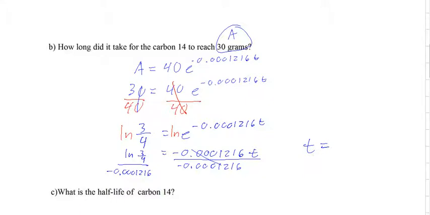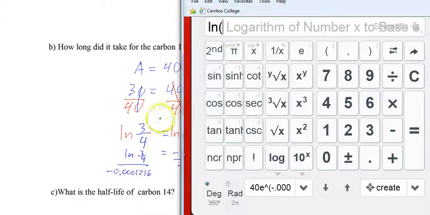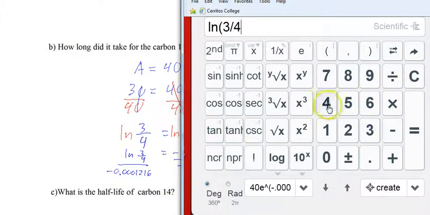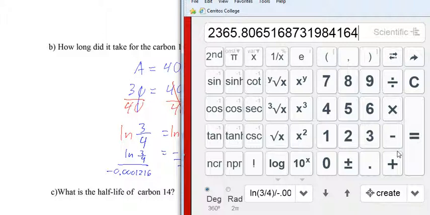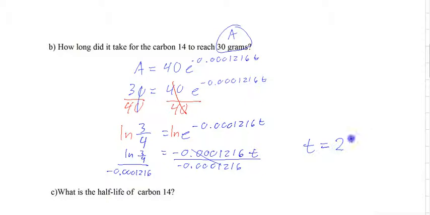So let me bring up the calculator. So we have the natural log of 3 divided by 4, close the parenthesis, divided by negative 0.0001216. There's supposed to be a 1 in there. There we go. Enter. 2,365 years old. We'll just say 2,365.8 years old. And that's it. And this is when logarithms get to be used.